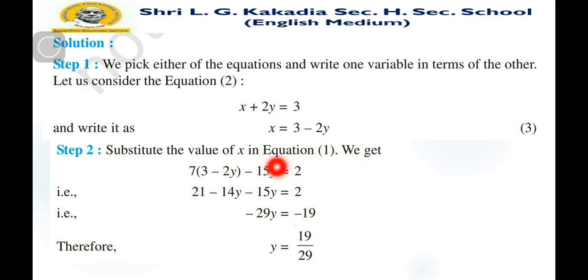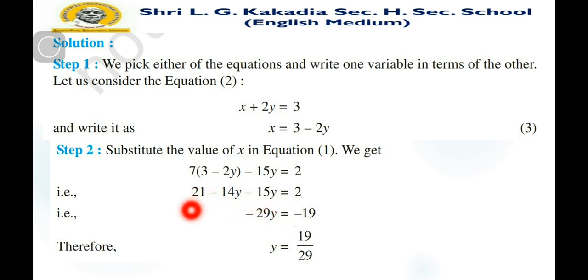So where we find x, we put 3 minus 2y. In 7x, we put 7 into the bracket 3 minus 2y, bracket close, minus 15y is equal to 2. Now, after opening this bracket, we multiply both terms: 7 into 3 is 21, minus 7 twos are 14y, minus 15y is equal to 2.